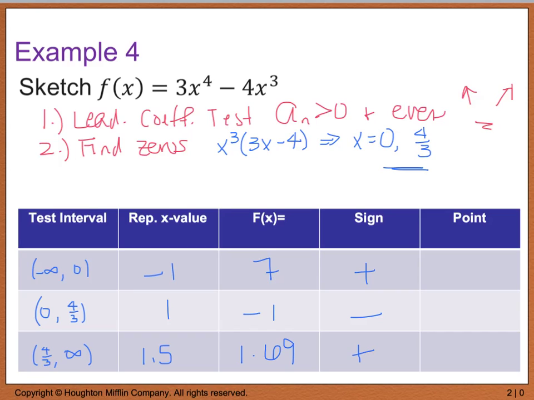And then for my points, I end up being able to graph the points -1, 7, 1, -1, and 1.5, 1.69. Now one thing I'm going to make a note of before I go ahead and graph this is that I'm changing from positive to negative to positive. So that tells me that somewhere between my points -1, 7 and 1.5, 1.69, I'm going to actually dip below the x-axis because my function value changed signs.